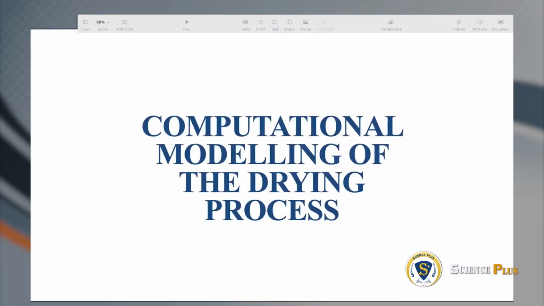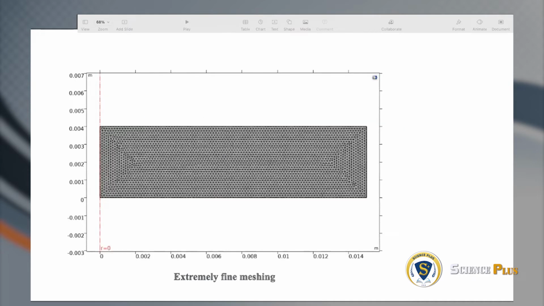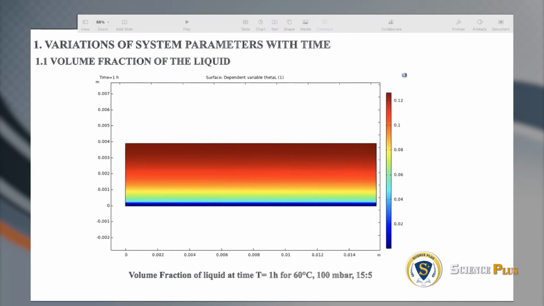Now, let me talk about some key points about the computational modeling of this process using COMSOL. Due to time constraints, I do not intend to go into details about the model definitions and such, but here you can see that we have used extremely fine meshing for this computational study. The geometry was meshed using an automatic physics controlled mesh. The grid independence test was performed to arrive at an optimal element size, which was set to extremely fine for all simulated cases.